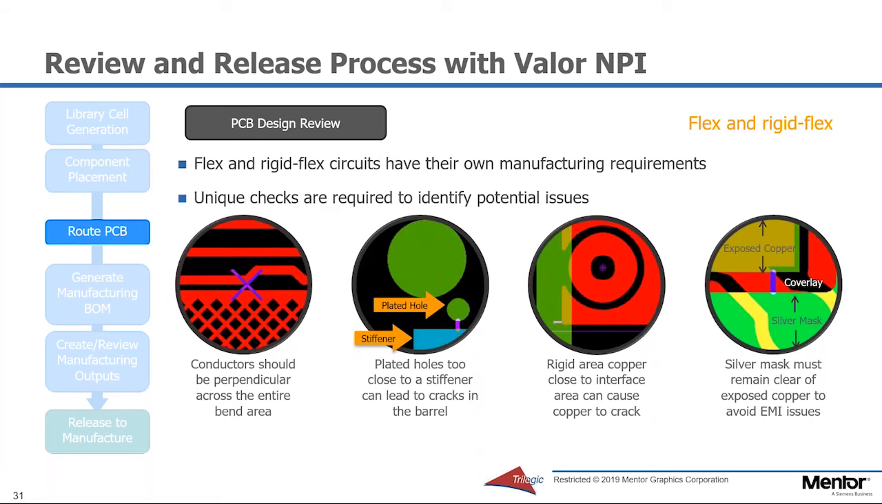Flexed and rigid flex circuits have their own manufacturing requirements. Conductors need to be perpendicular across the entire bend area. Plated holes need to be a sufficient distance from a stiffener, and rigid areas of copper too close to interface areas can cause copper to crack, and silver masks must remain clear of exposed copper to avoid EMI issues.